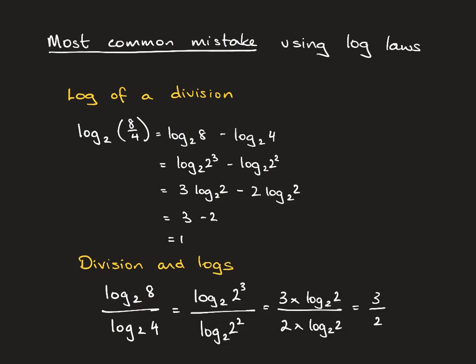And it looks like this. As you can see, when you bring the power out the front, you're left with log to the base 2 of 2, which is 1, and 2 times log to the base 2 of 2, which is 1. And so the answer is 3 over 2. So you need to be really careful with what your inner monologue is around log of a division and division of logs. Don't get caught out with this mistake.